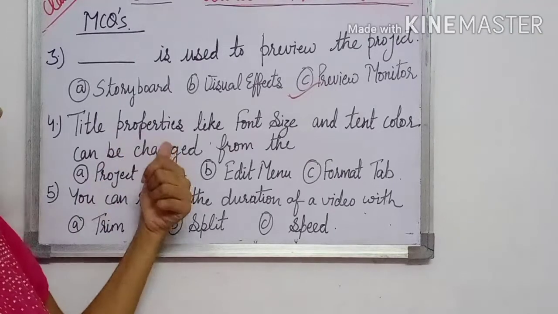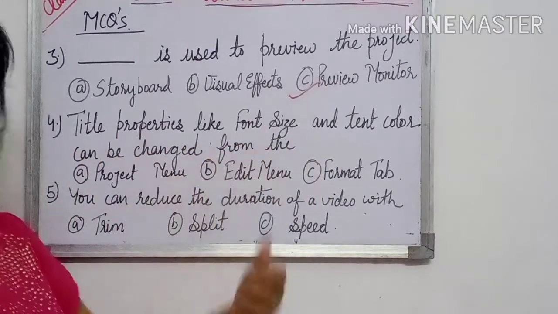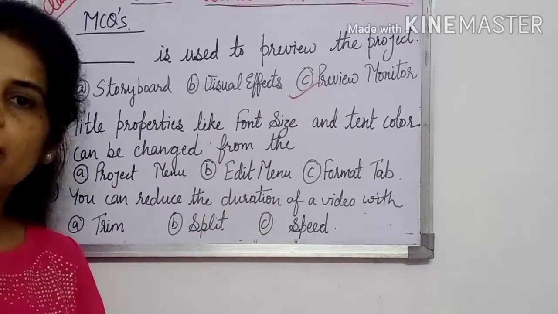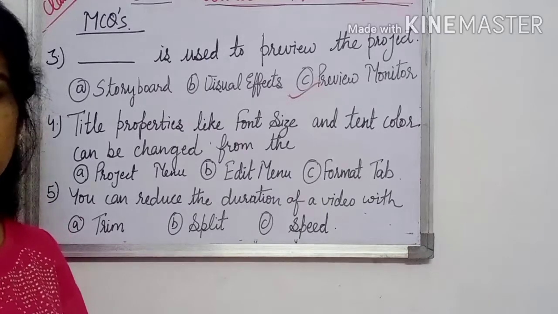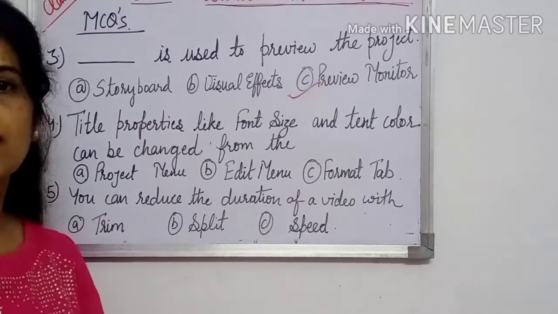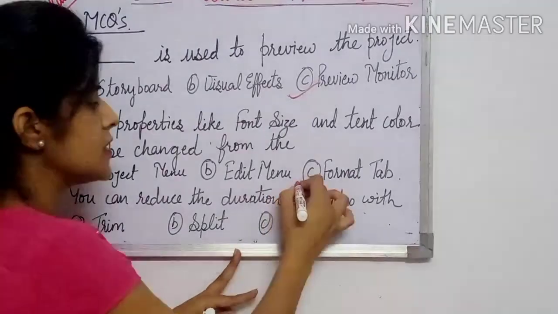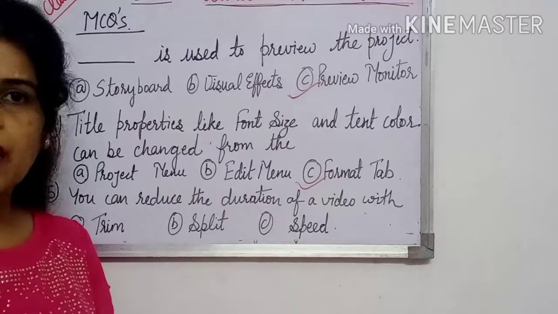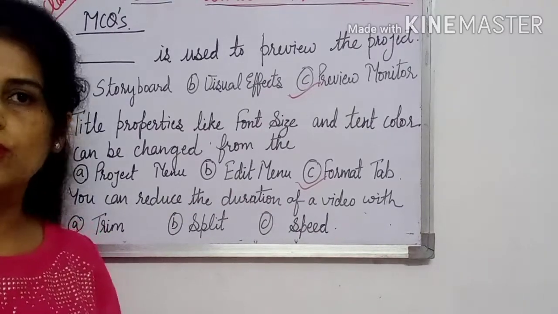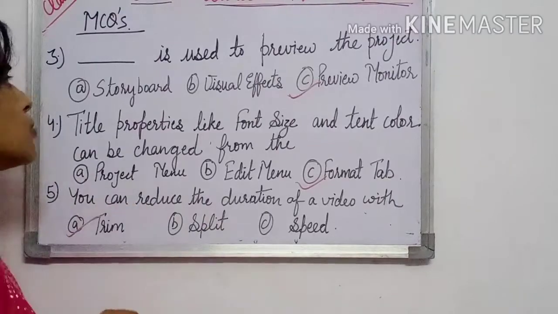Next is the title properties, like font size and text color: where can they be changed? If you are writing something in the title, credits, or captions, then the font size and text color you can change by going into the format tab. Next, you can reduce the duration of a video. I told you we can use the trim tool to reduce the duration of a video. This is the trim tool.